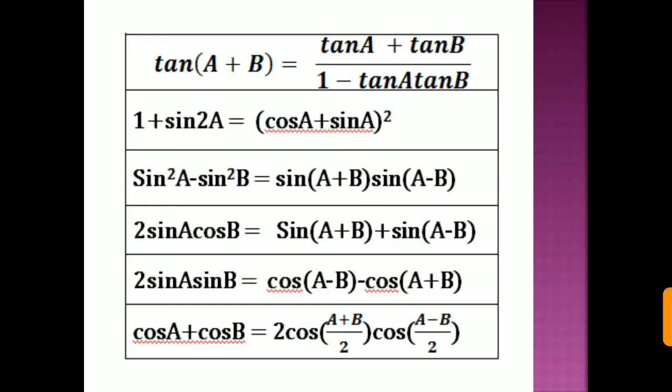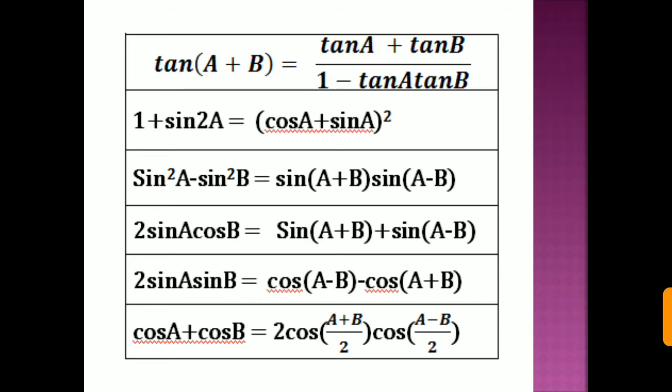Next, tan (a plus b) becomes (tan a plus tan b) upon (1 minus tan a tan b). 1 plus sin 2a means (cos a plus sin a) whole square. Sin square a minus sin square b is equal to sin (a plus b) into sin (a minus b). 2 sin a cos b is equal to sin (a plus b) plus sin (a minus b).